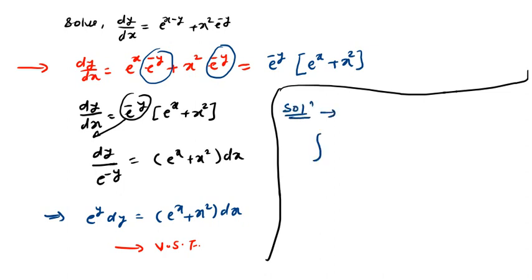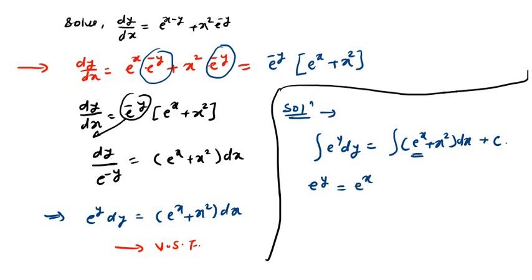integrating on both sides. So integration e raised to y dy equal to integration e raised to x plus x square dx plus c. So integration of e raised to y with respect to y is e raised to y, equal to integration of e raised to x with respect to x is e raised to x. Integration of x square with respect to x is x cube by 3 plus c, so that this will be our final answer.